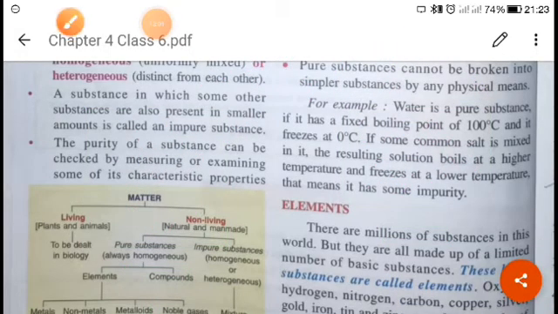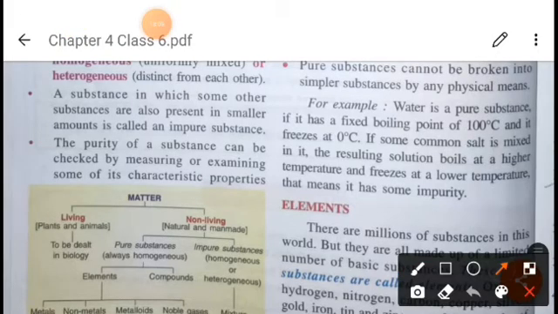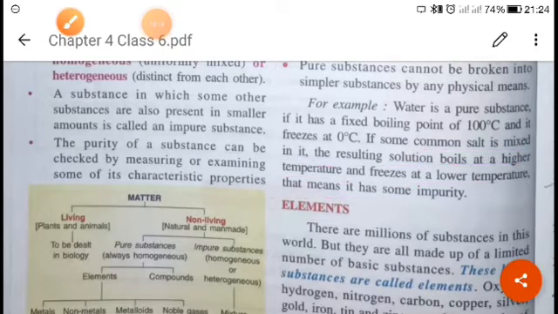That is why it is written here: if some common salt is mixed in it, the resulting solution boils at a higher temperature and freezes at a lower temperature. This means that it has some impurities. That is why its composition has changed. Okay, so I hope you have understood this.